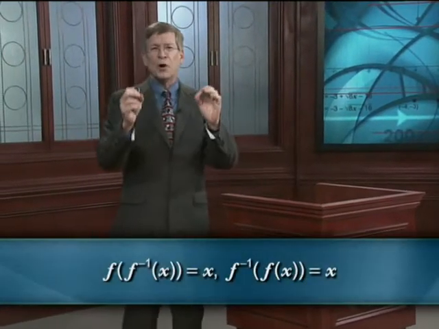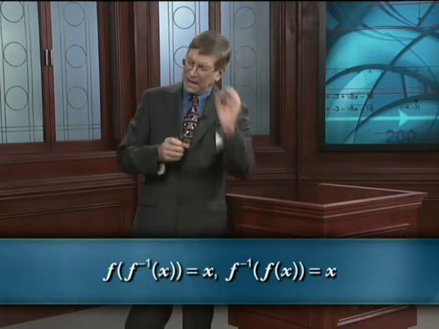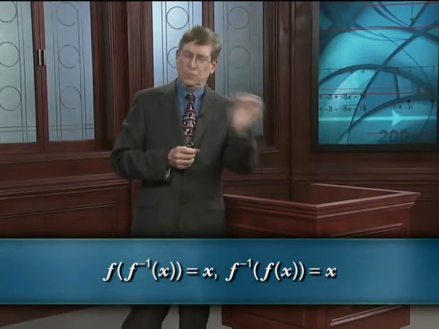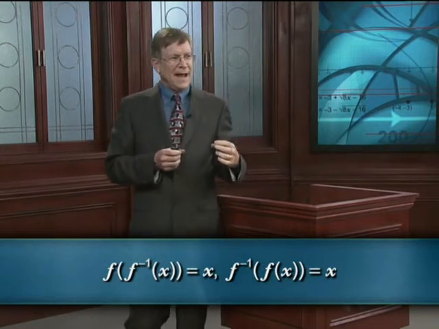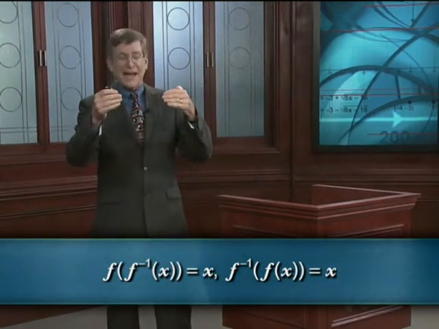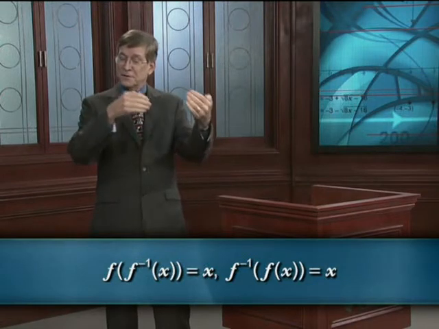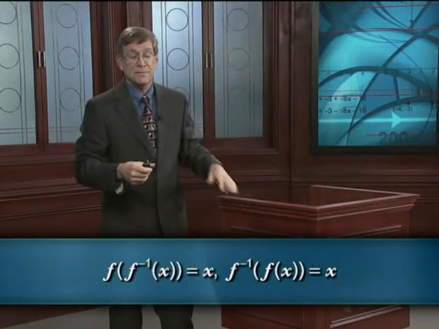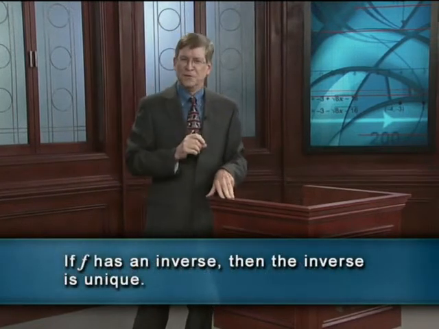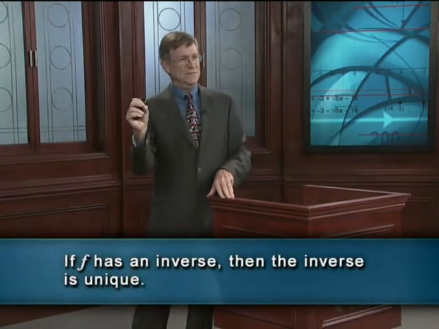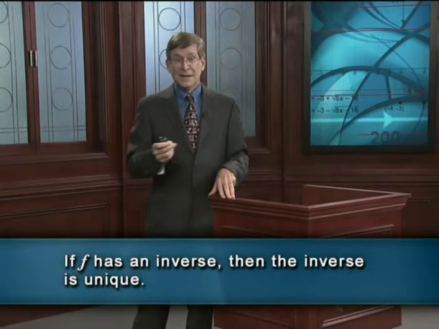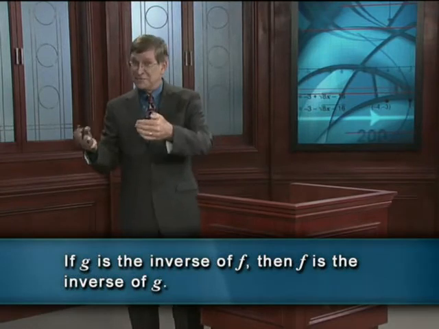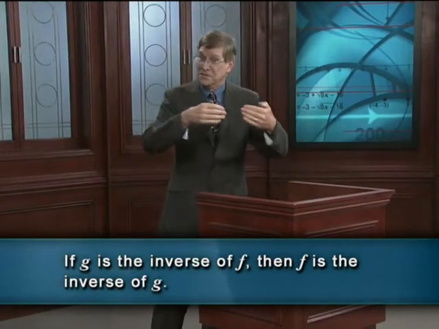Okay, let's talk about some of the properties of inverse functions. A function composed with its inverse, evaluated at x, will result in that same x value. They undo each other. And the inverse function actually commutes with f. F composed with f inverse is the same as f inverse composed with f. Another fact about inverse functions, if f has an inverse, then it's unique. And if g is the inverse of f, then f is the inverse of g. They're inverses of each other.